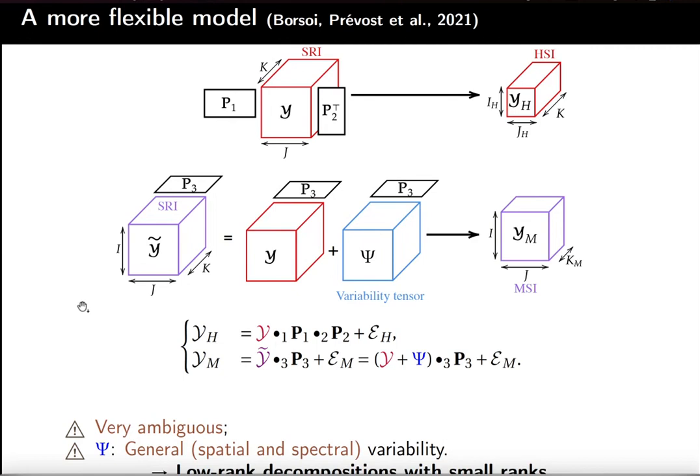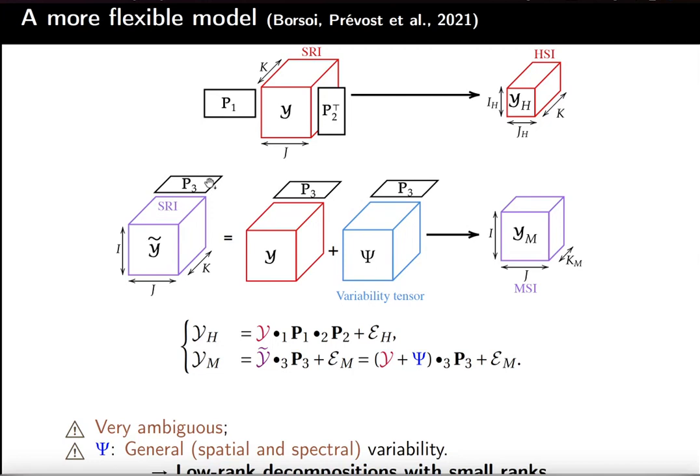This variability requires the need for flexible observation models that are able to take the variability into account. As a result, I will consider a slightly different model than the one I introduced a few slides before. We still have two observations, a hyperspectral image YH and a multispectral image YM of the same scene that are acquired at different times. But rather than considering that they are degraded versions of the same image, we consider two different super-resolution images, Y and Y tilde.